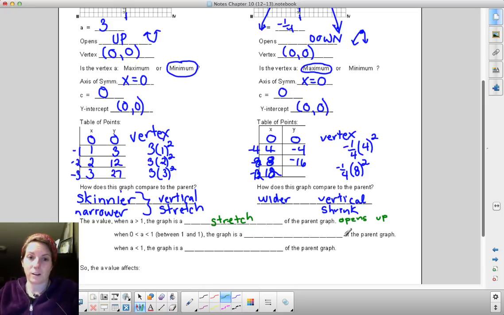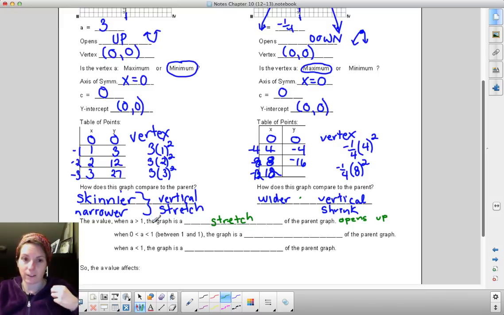So that brings us down here to the part where it asks us how this graph compares to the parent graph. And hopefully on this one where a value is 3, you noticed that the graph was skinnier, or maybe you said narrower. We like to call that in algebra a vertical stretch because the graph is stretching away from the x-axis. And in the second problem, where the a value was negative 1/4, I hope that you saw that the graph was wider. We like to call that a vertical shrink because the graph is getting closer to the x-axis.